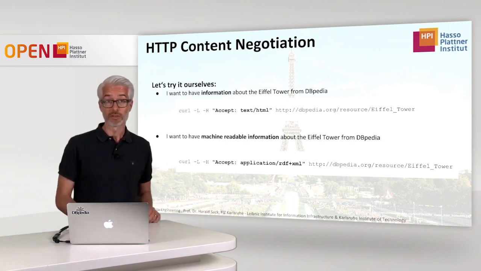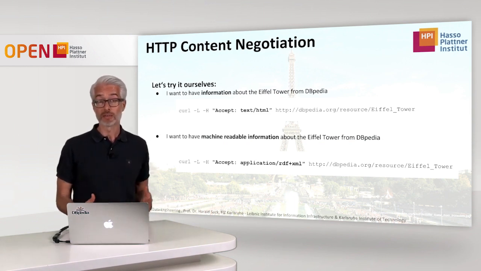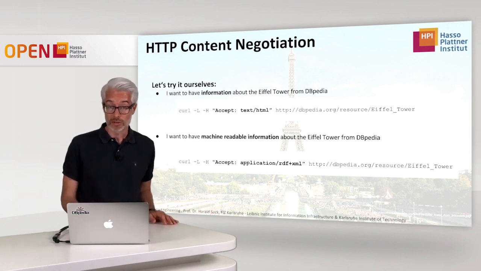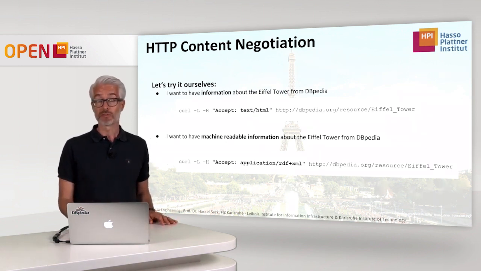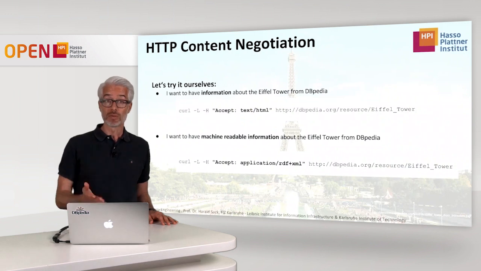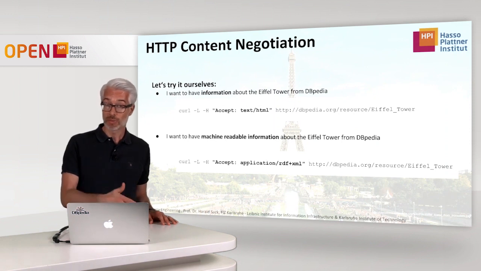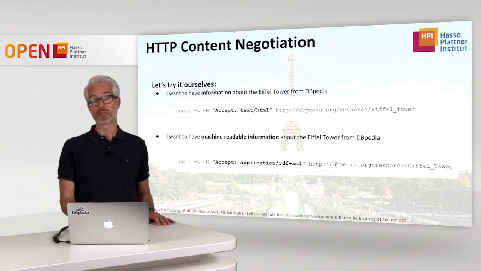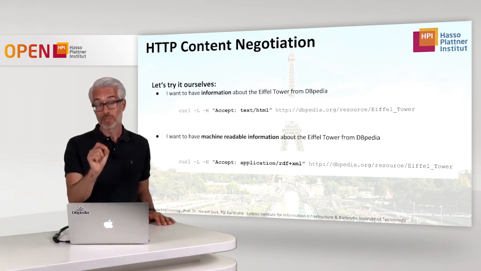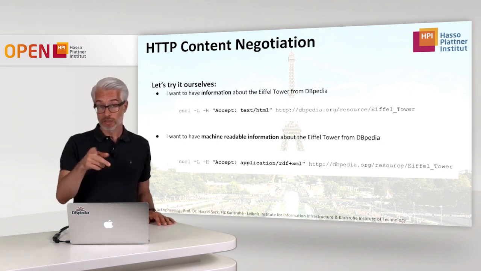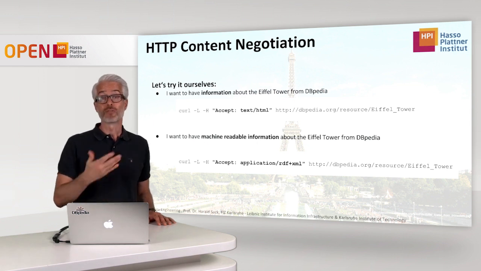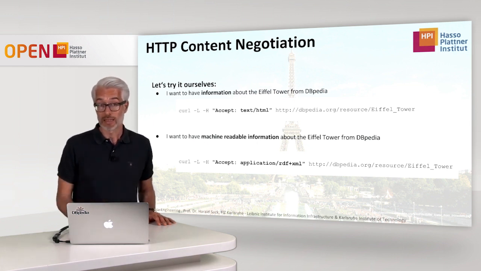So this is content negotiation. Content negotiation is really an important process in the web of data, because you are able to access different kinds of information about a resource. You can get machine-readable information, and you can get human-readable information about a resource with exactly the same URI. You only have to distinguish the way of access, what kind of accept header you are using.